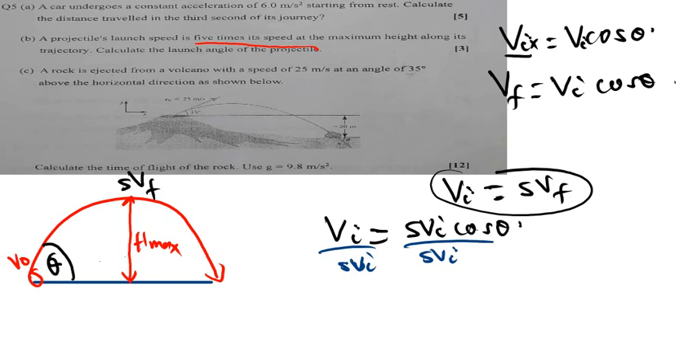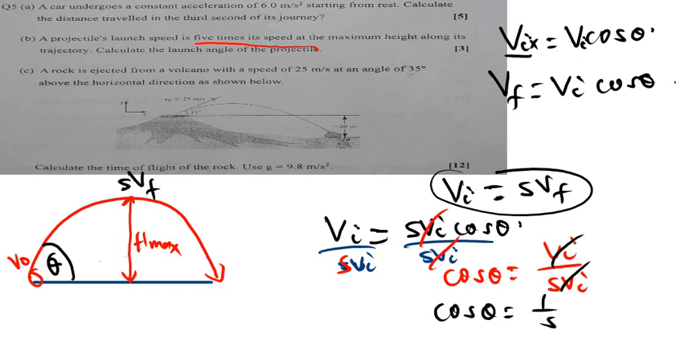These two will cancel out. So I'll remain with cos theta equal to v initial divided by 5v initial. So v initial and v initial can go. I'll remain with cos theta equal to 1 over 5. I want to find the angle.